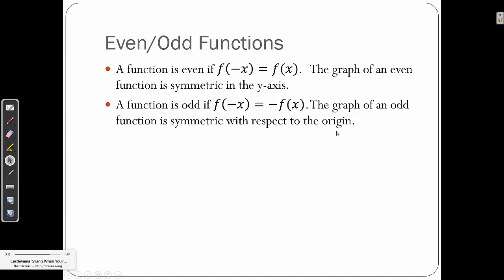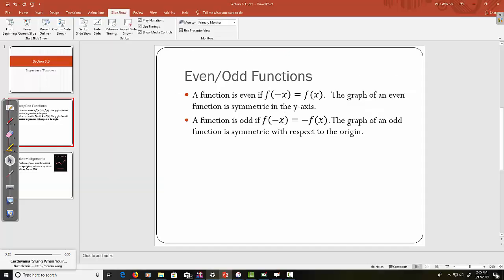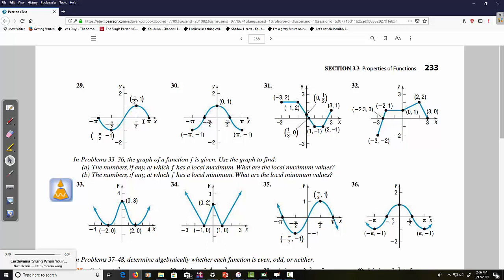And odd, those are graphs that are symmetric with respect to the origin. You can check that from the function by doing this, f of negative x equals negative f of x. So let's actually look at a couple of graphs, and then we'll look at some equations. So for example, 29 here. This is not an even function. It's not symmetric across the y-axis. It is odd, though. You rotate it 180 degrees or flip it both ways. Flip it around the y-axis and the x-axis. It does present the same graph, so it is odd.